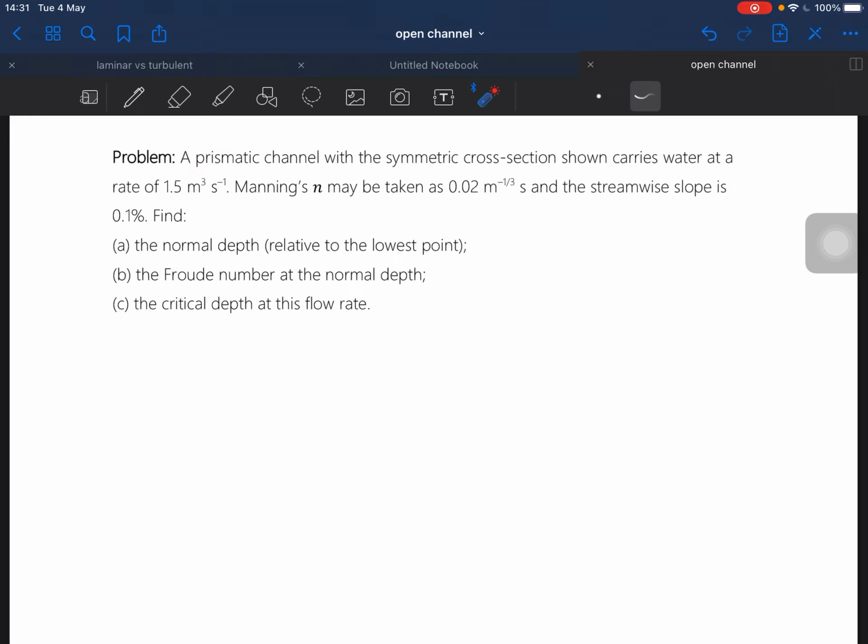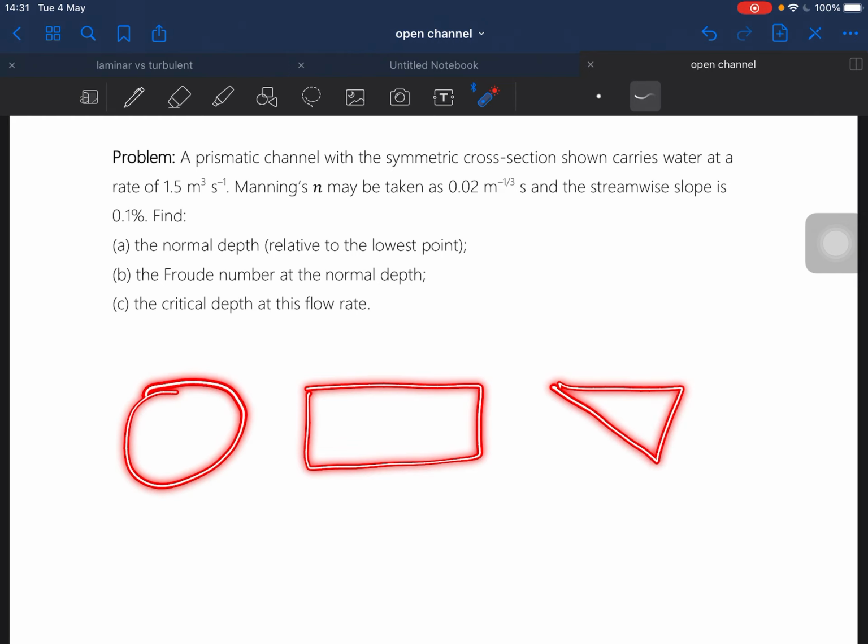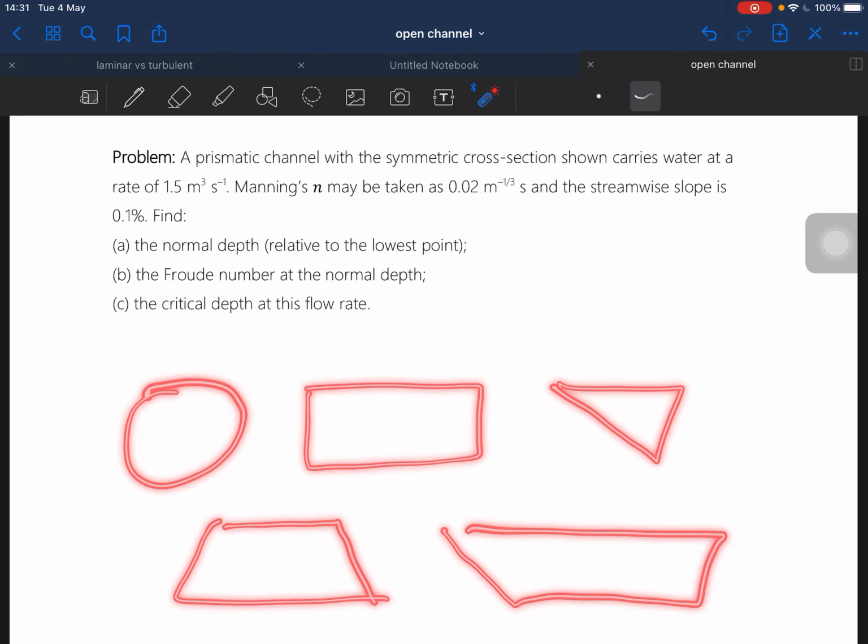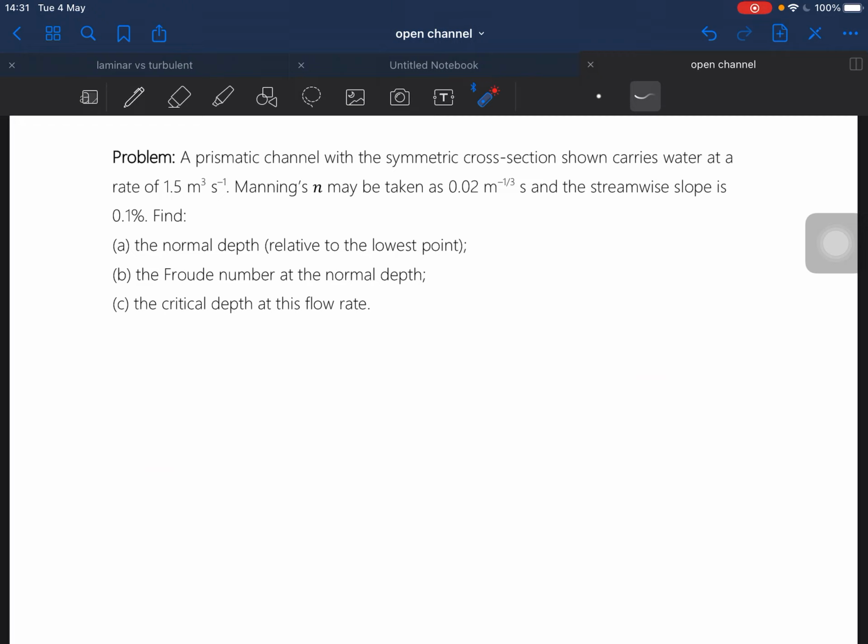From the previous video, the summary of the lesson of the chapter: we have different kinds of channels. We have circle, rectangle, triangular channel, and trapezoidal channel, and many other things. So in this case, this is a prismatic channel.